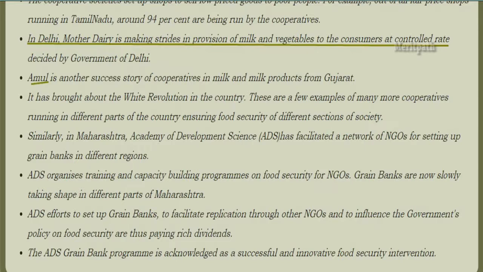Amul is one successful story in milk production from Gujarat. This Amul brought the white revolution in the country, which increased milk production and ensured food security to different parts of society.